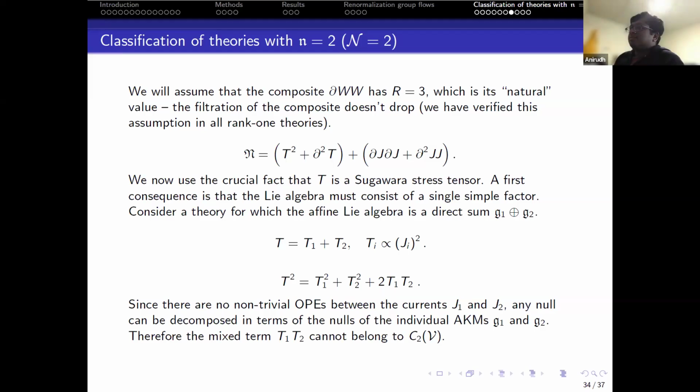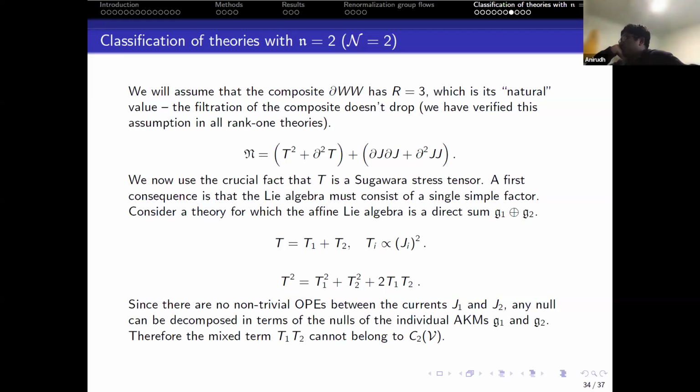So assuming there is no drop in the R filtration, the only possible null that you can write is this. The reason being, if this has R charge 3, the stress tensor has R charge 1, sorry, and the square of the stress tensor is R charge 2. So you cannot cancel a term with R charge 2 with a term that has R charge 3. So with this assumption, this is the most general form of the null that one can write.